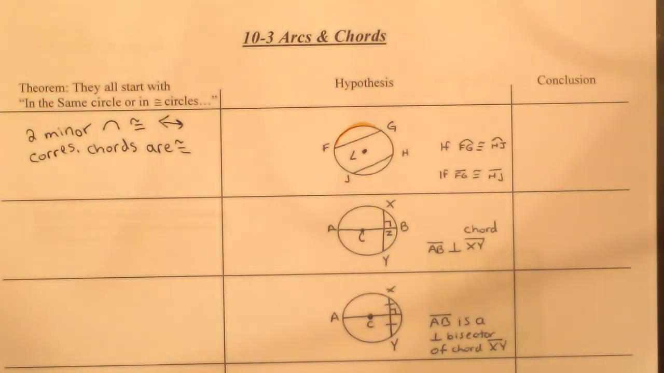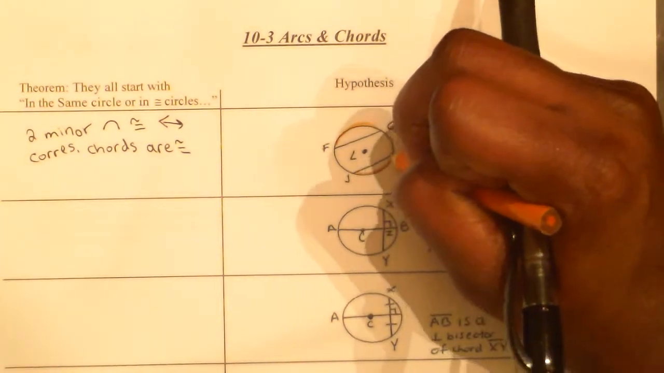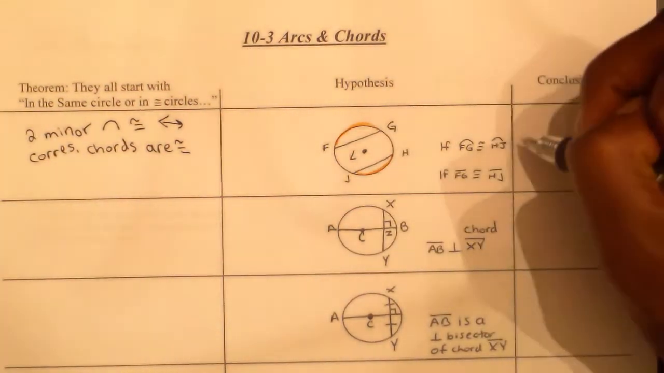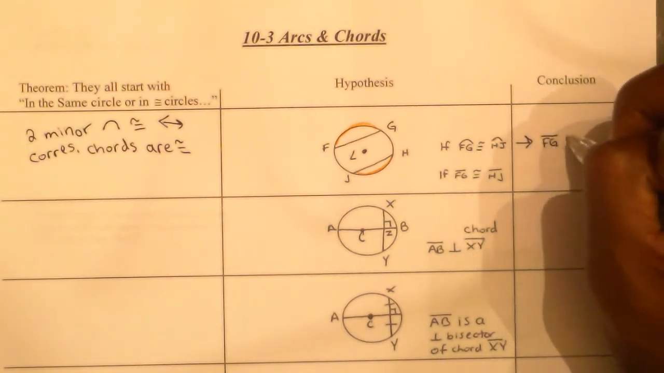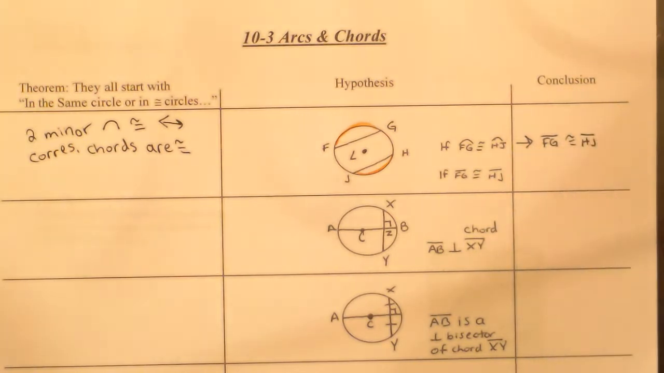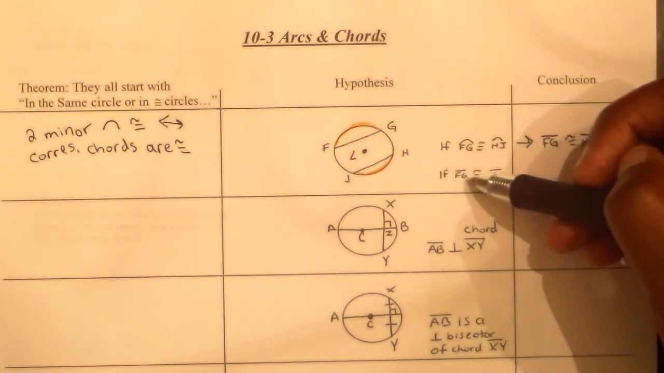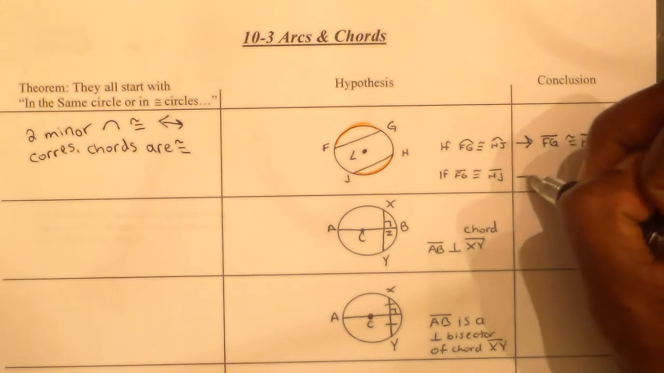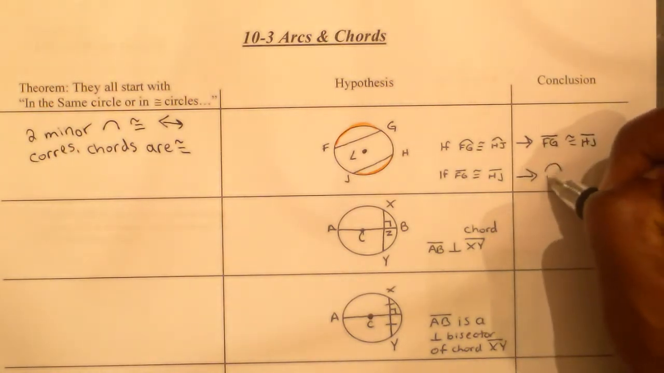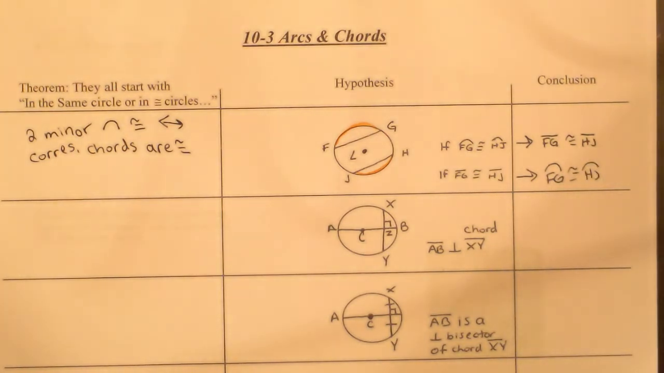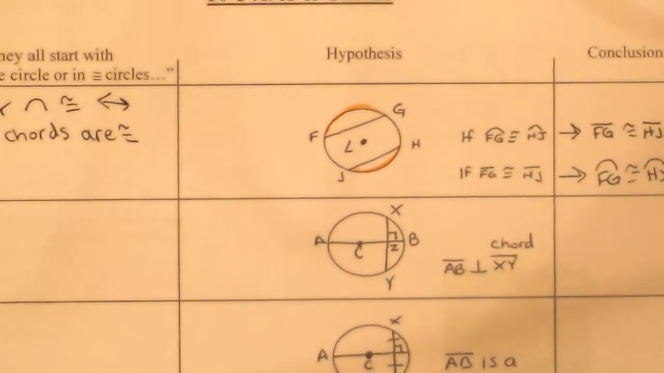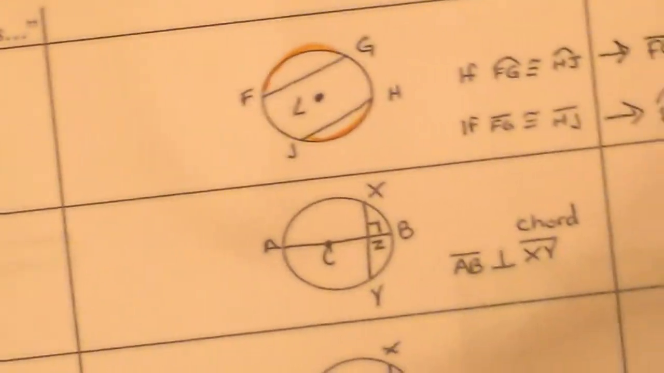Arc FG is congruent to arc HJ. Then our conclusion that we can make for that one would be that chord FG is congruent to chord HJ. Got it? And then here it says if chord FG is congruent to chord HJ, then our conclusion could be that arc FG is congruent to arc HJ. So if and only if, remember, that means you can read the same thing backwards and forwards. Everybody got that?